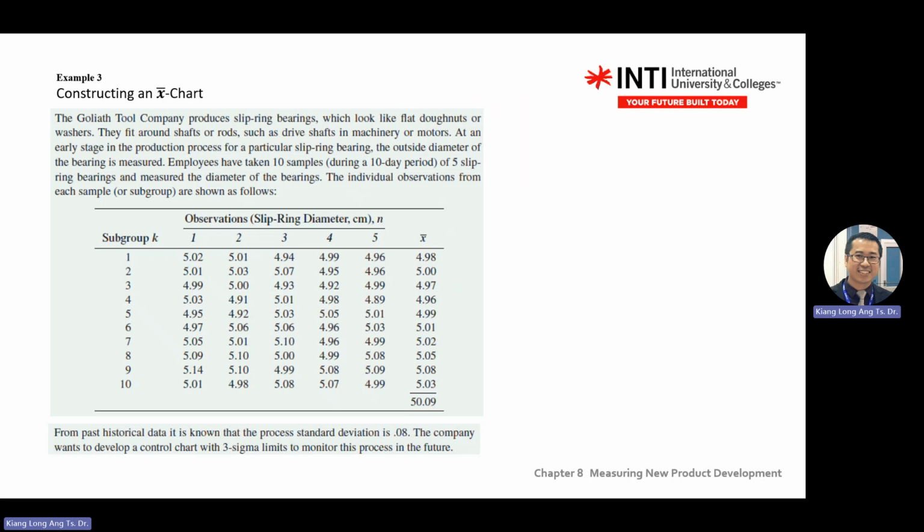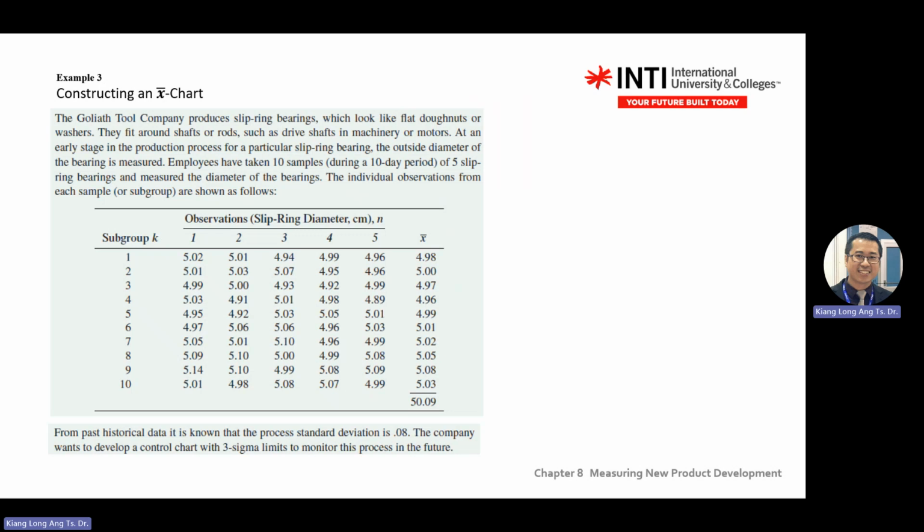Okay. From past historical data is known. So past historical is known that the process standard variation is given 0.8. So standard variation is given. So you can find the sigma X bar. The company wants to develop a control chart with 3 sigma.